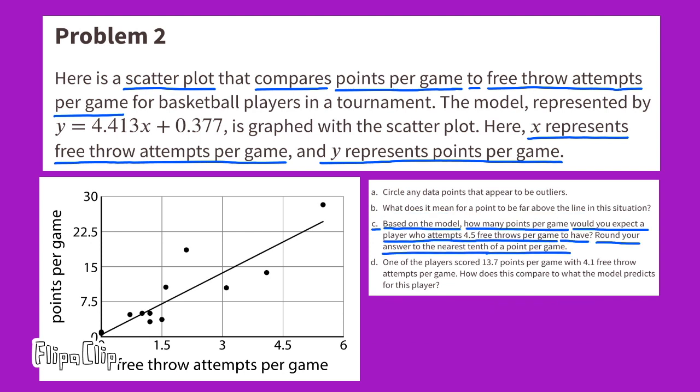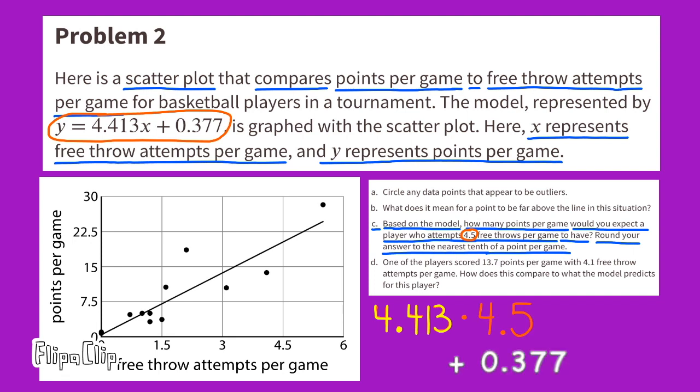C. Based on the model, how many points per game would you expect a player who attempts 4.5 free throws per game to have? Round your answer to the nearest tenth of a point per game. That would be 4.413 times 4.5 plus 0.377, which equals approximately 20.2.